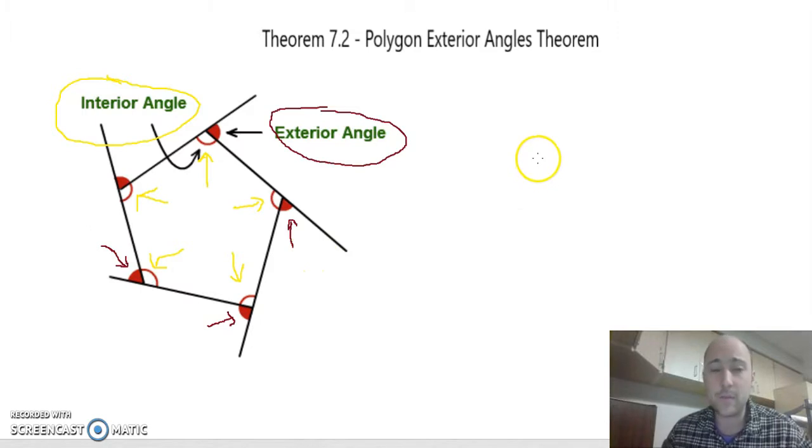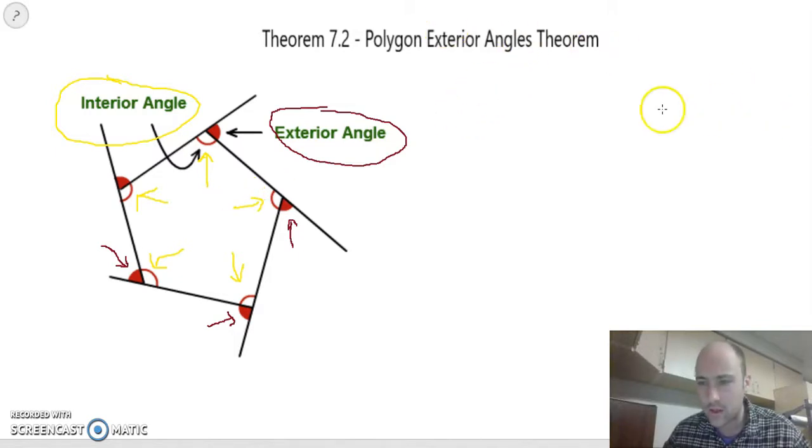Now, Theorem 7.1 had to do with the number of sides of the polygon. What's interesting about Theorem 7.2 is it doesn't matter how many sides are in the polygon. It's not going to change what the exterior angles sum up to. So let's take a look at what I mean by that.